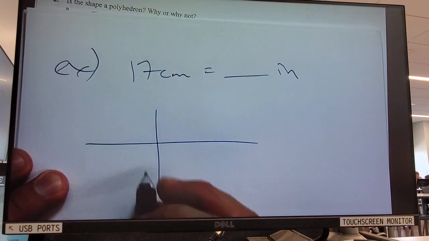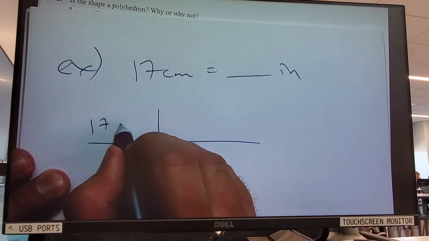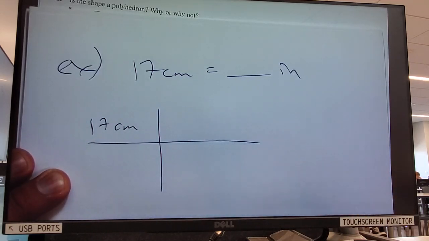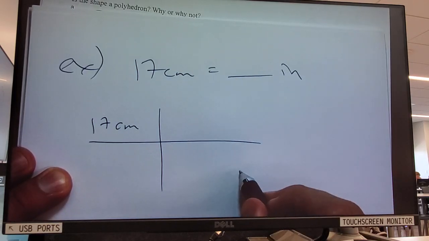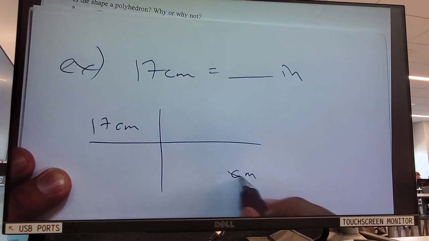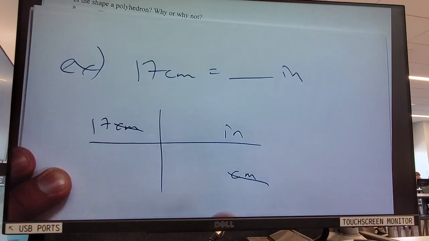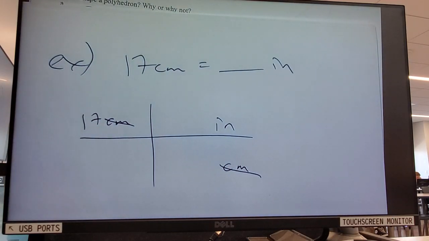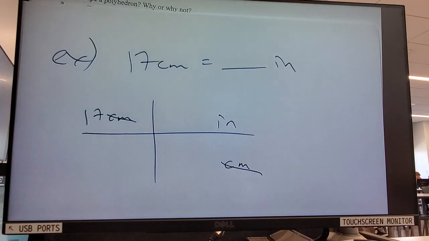I'll get it started. I'm going to put 17 here. What goes where here? Don't worry about the numbers yet. Why? So they'll kill each other. I always think of this as being very subversive. You're taking the centimeters and replacing them. Invasion of the Body Snatchers type.